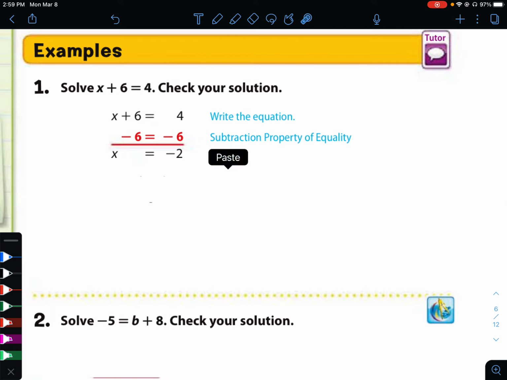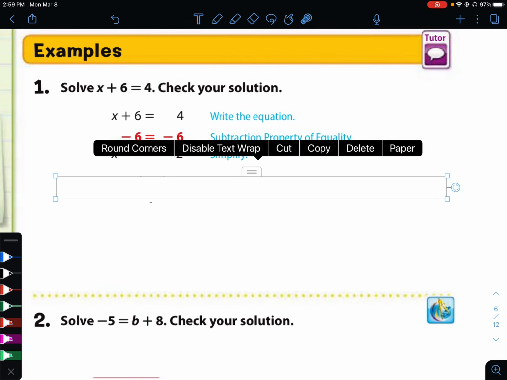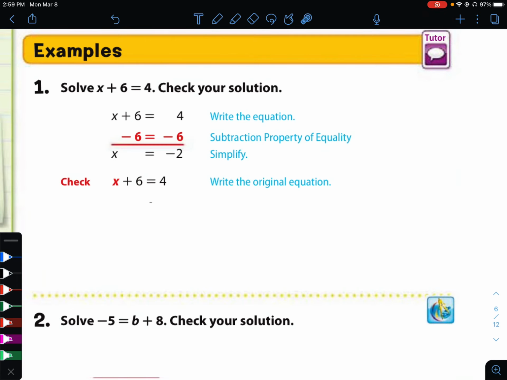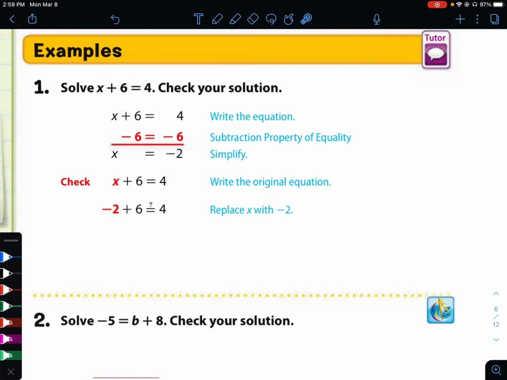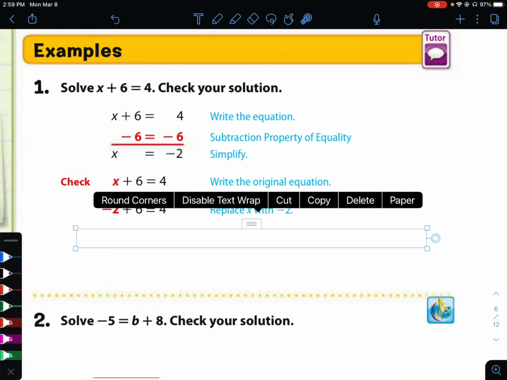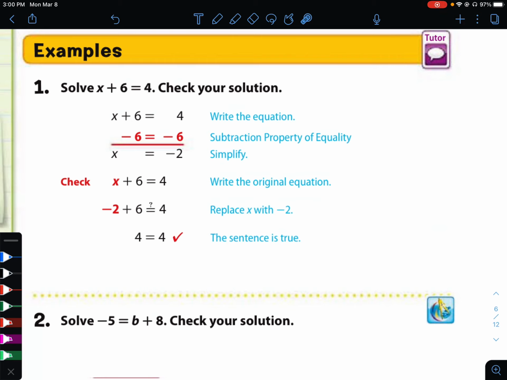If we check our answer for x plus 6 equals 4, we get the value of x, which is negative 2, and substitute that for x. So now we have negative 2 plus 6, is it equal to 4? That's why there's a question mark. And we know that negative 2 plus 6 is 4, so they're equal to each other.